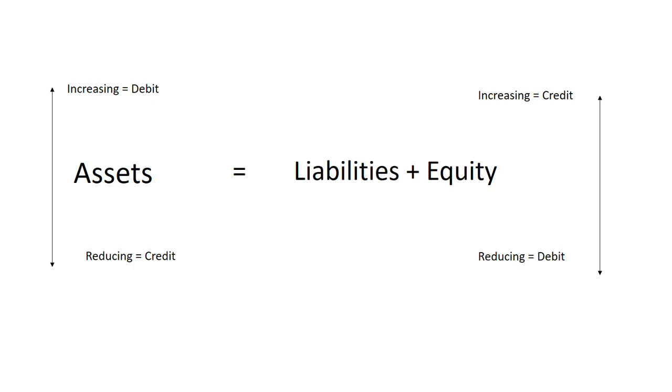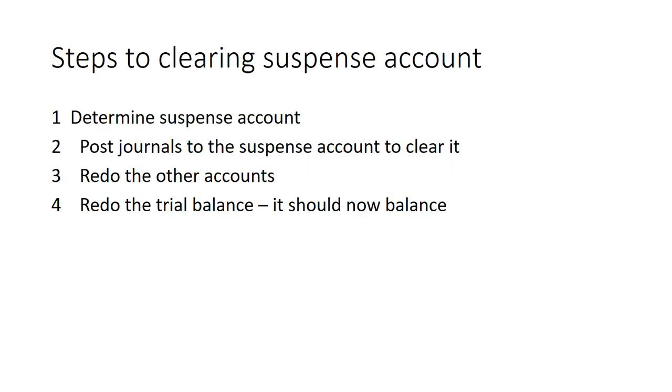If you added those up, it gives you a credit balance on the suspense account of £720. More likely, you're going to be asked to produce the suspense account. It then offers some journals that we do. So step 1, we've determined the suspense account.